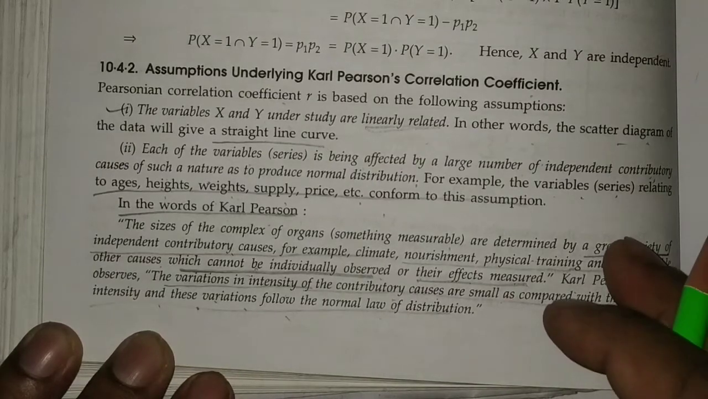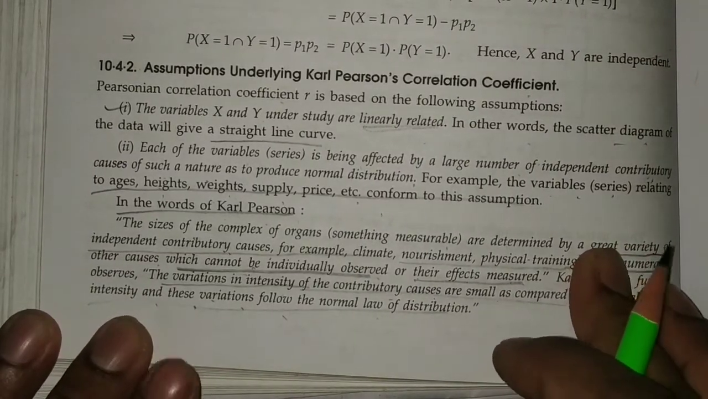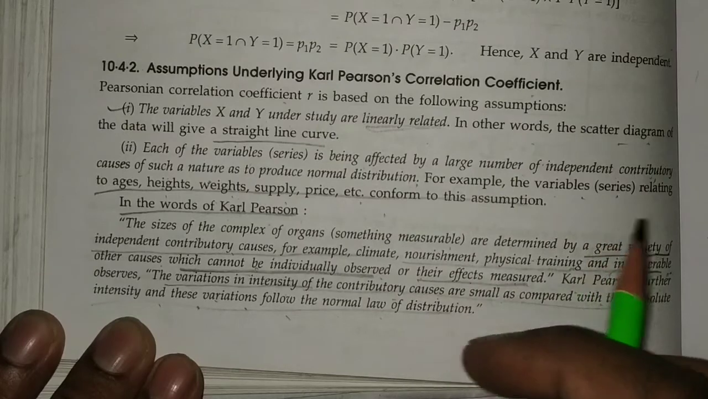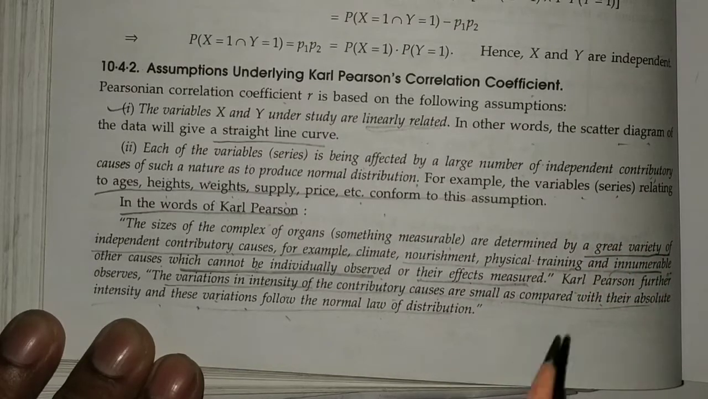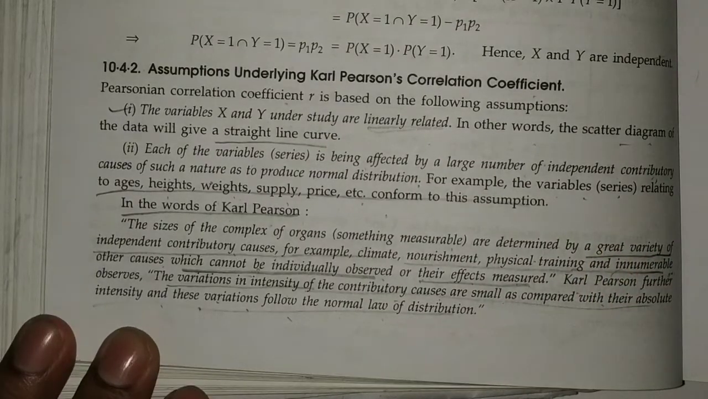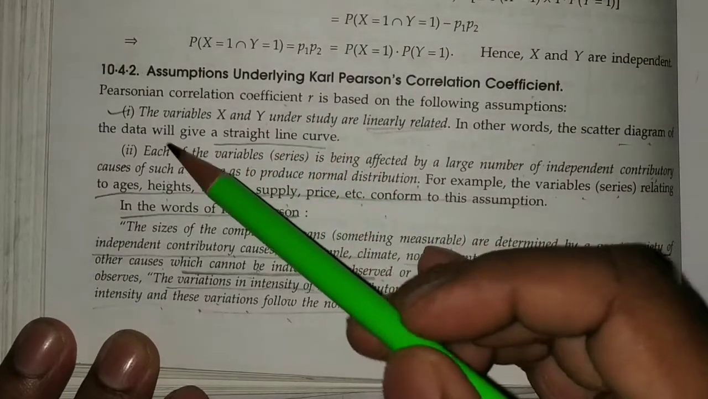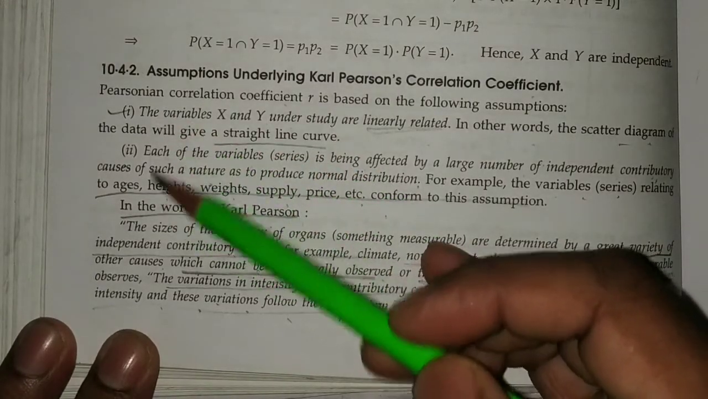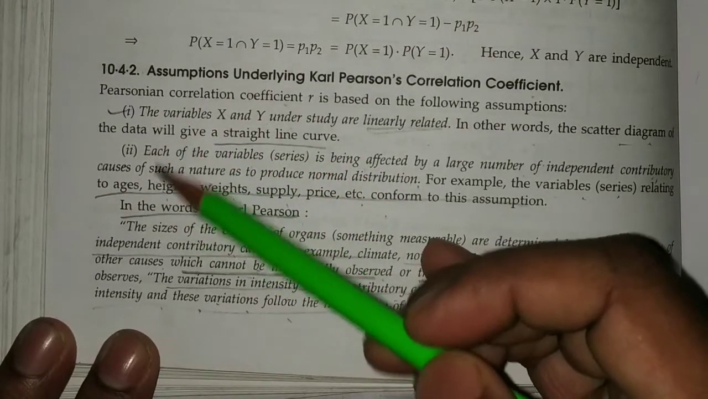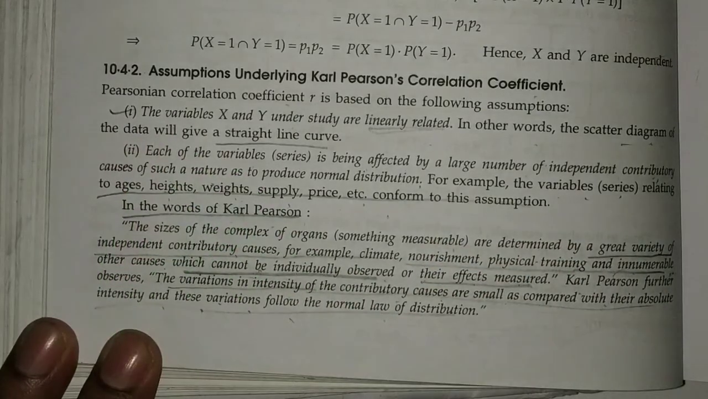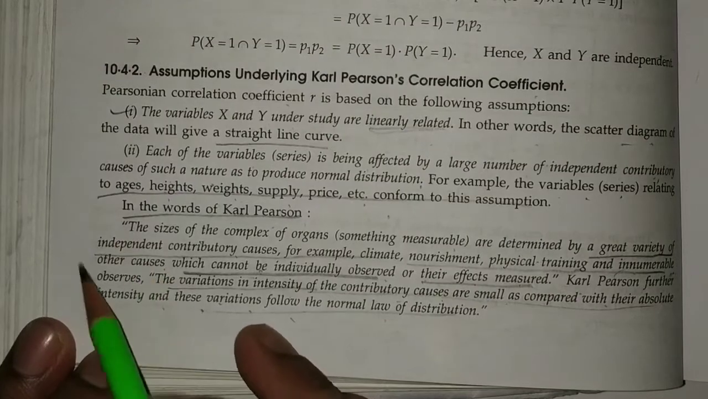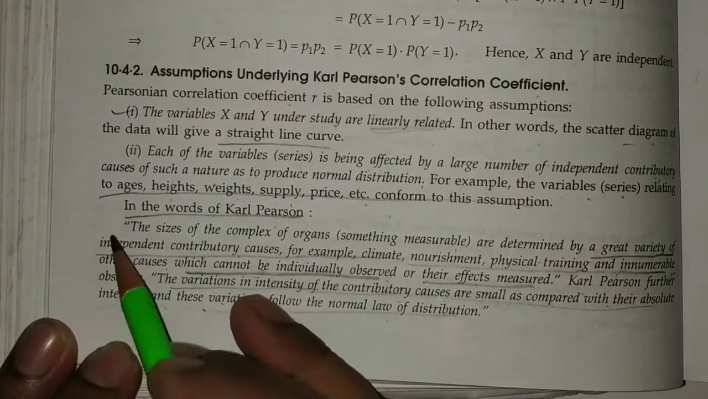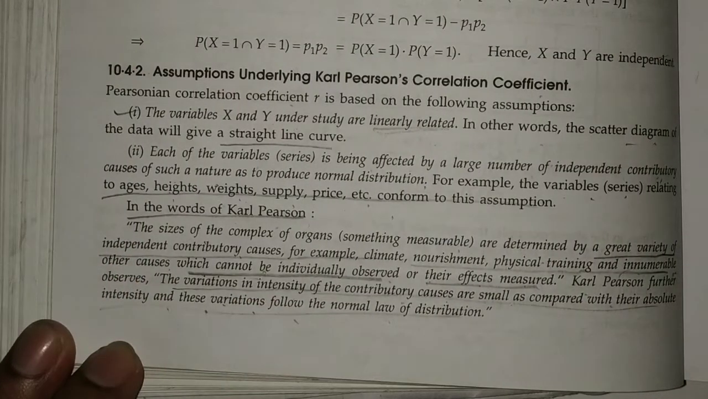Maybe you are thinking about what to write down in your notes. I suggest you write down these two points, these two assumptions, which are important for the Karl Pearson correlation coefficient. If you want, you can write these other things as well. Otherwise, you can leave this one.